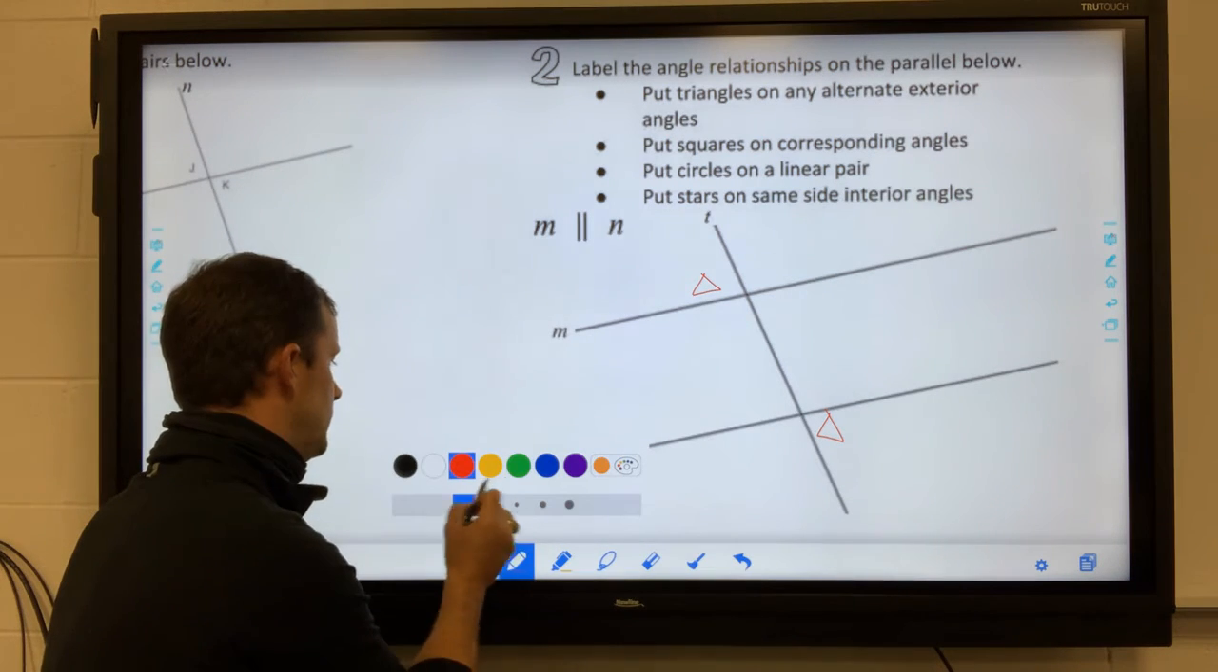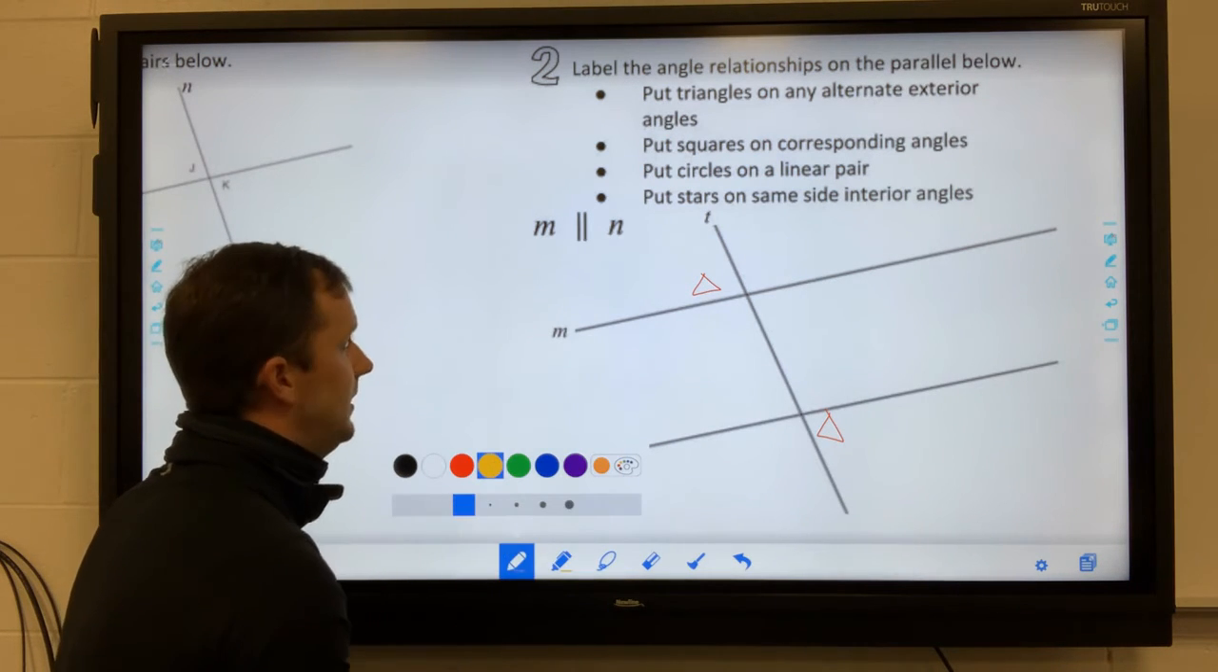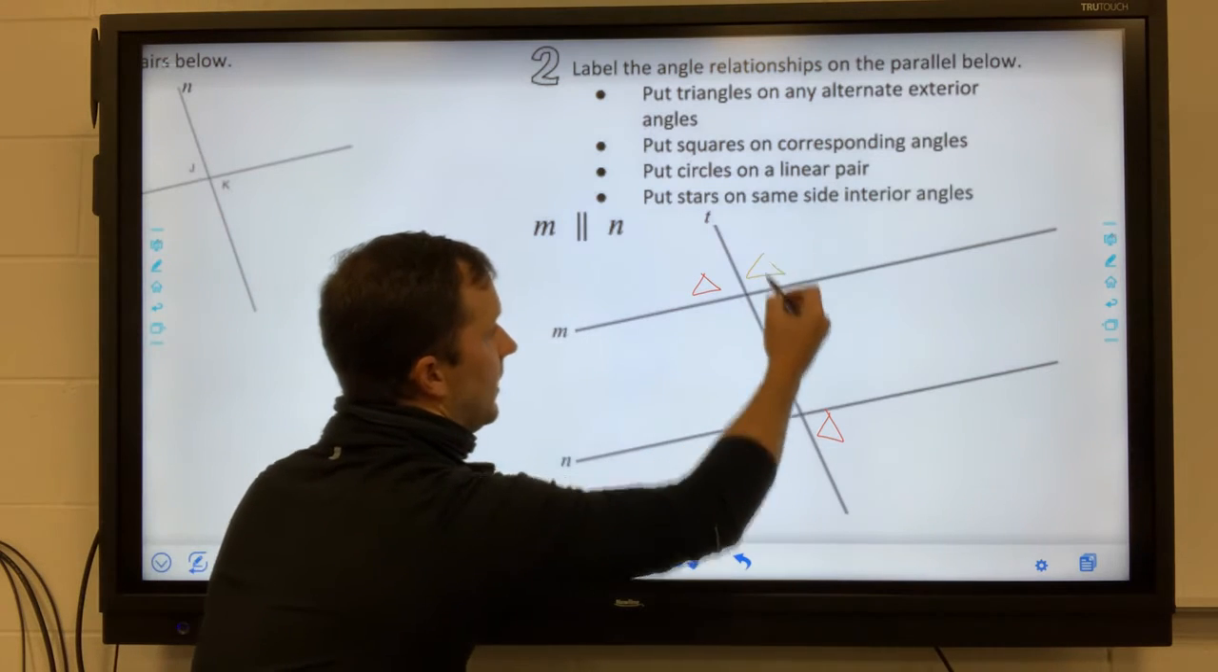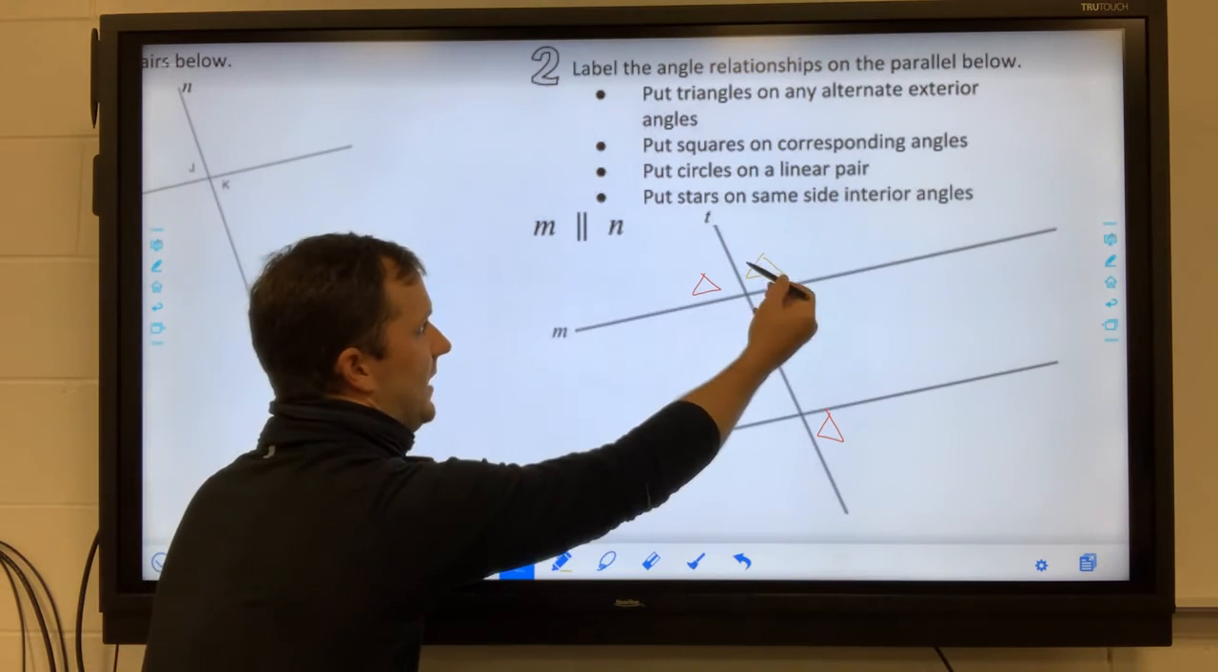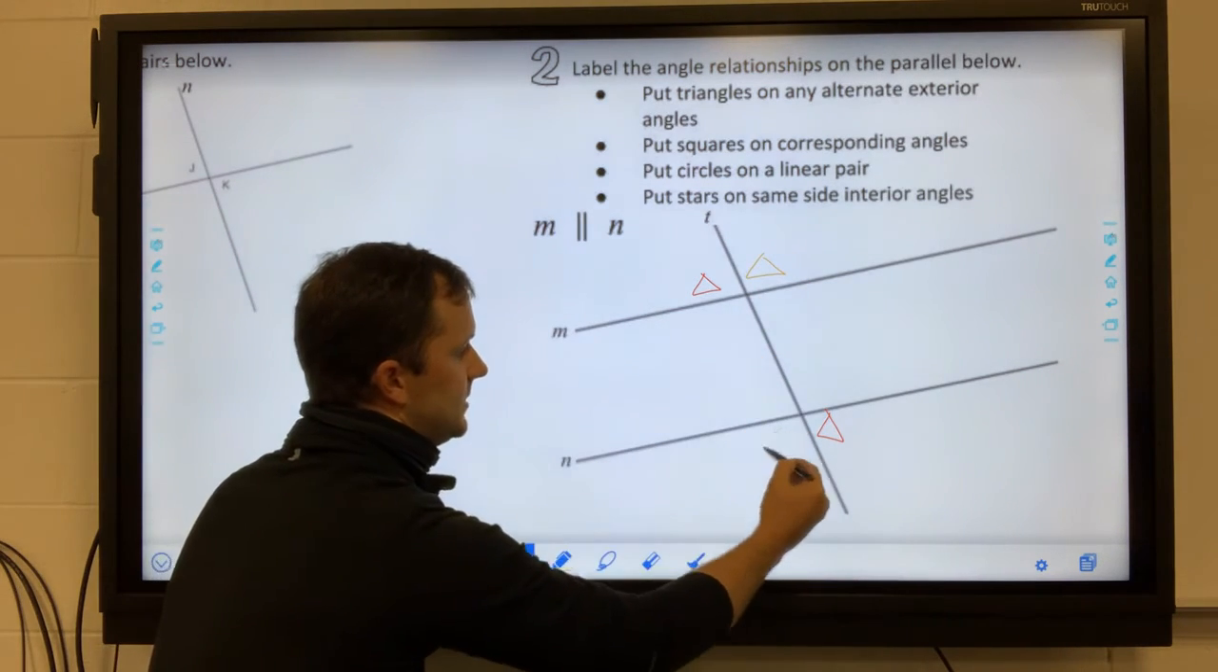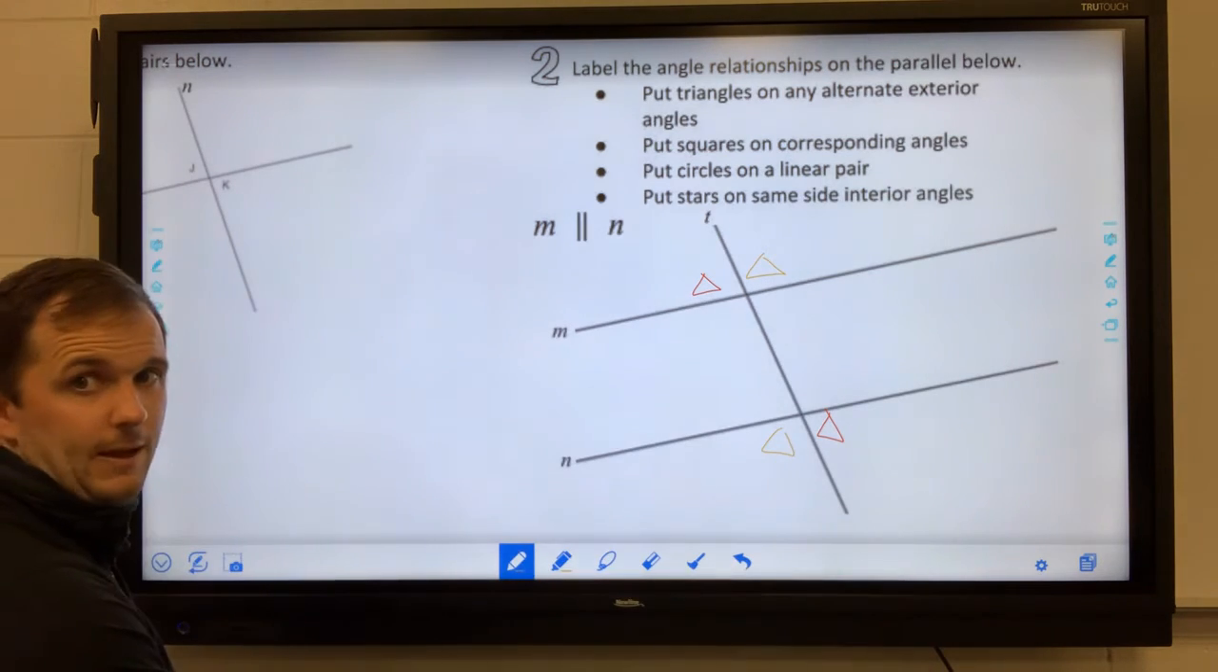Let me go and change my triangle color here, make it yellow. So if I put a triangle right here, alternate exterior to that is gonna be on the opposite side, and exterior is gonna be this angle down here, okay?